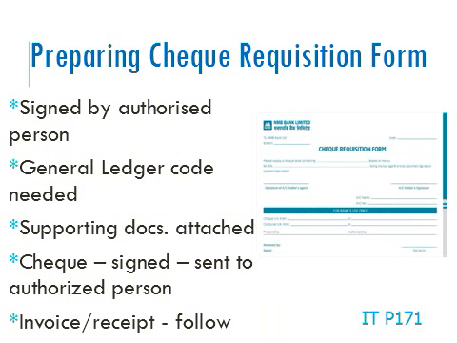When preparing a cheque requisition form, this is the procedure that is followed. Firstly, it needs to be signed by an authorized person. The general ledger code needs to be put on the form, so that the payment can be recorded. All supporting documents, stating the reason for the cheque, should be attached to the form. Then when the cheque is prepared and signed, it will be sent to the person authorizing the payment. The invoice or receipt for the payment may then follow.